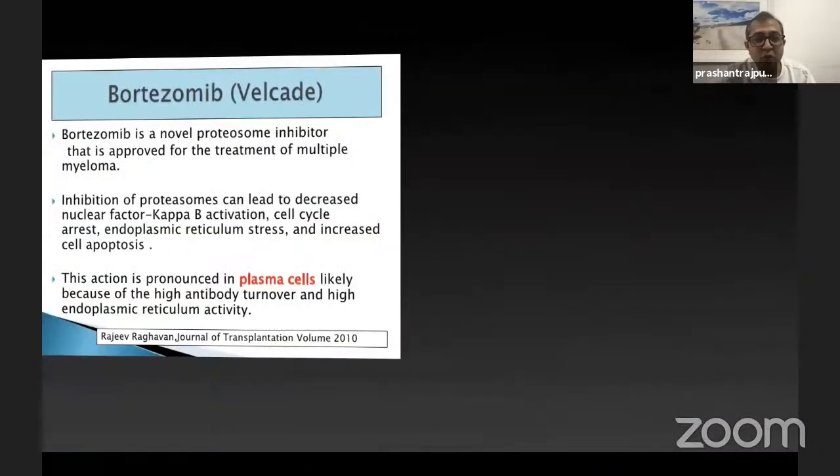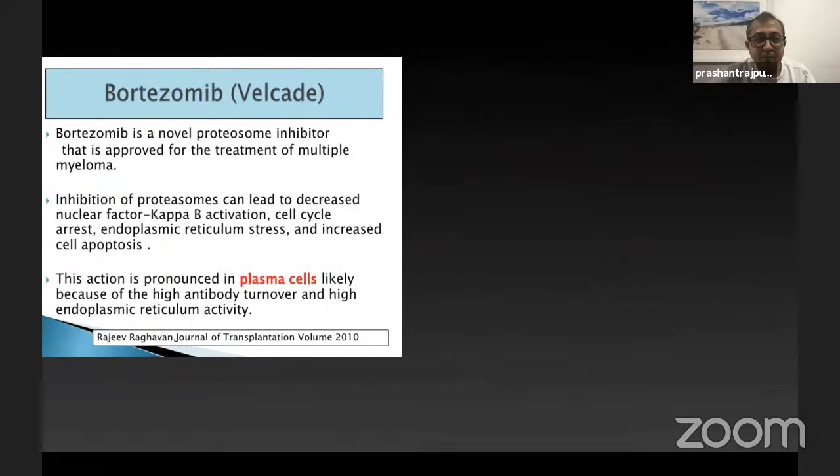Bortezomib, which is a novel proteasome inhibitor, is approved for treatment of multiple myeloma. This drug inhibits the proteasomes, which can lead to decreased nuclear factor kappa B activation. It causes cell cycle arrest. It causes endoplasmic reticulum stress and increased cell apoptosis, mainly of the plasma cells. Its action is predominantly on the plasma cells and on cells which have a high antibody turnover and very high endoplasmic reticulum activity.